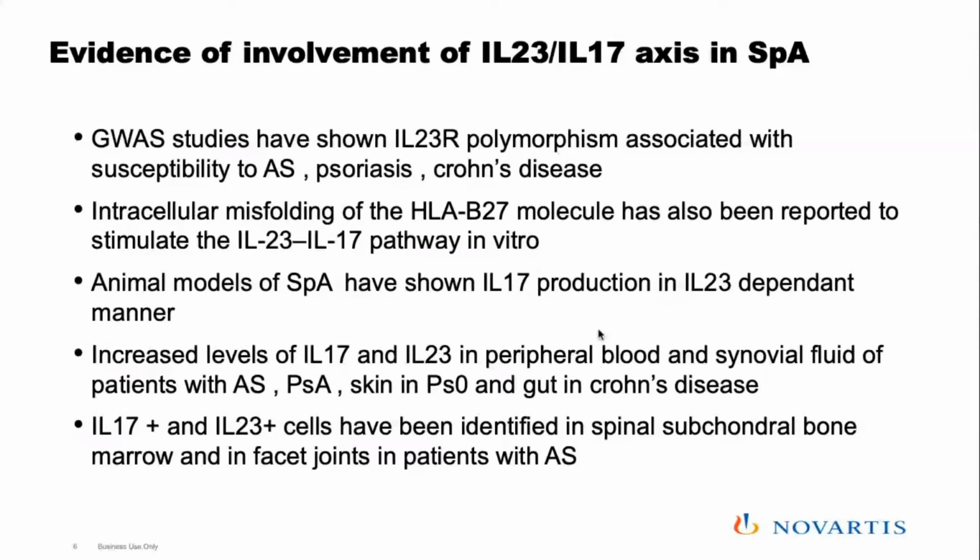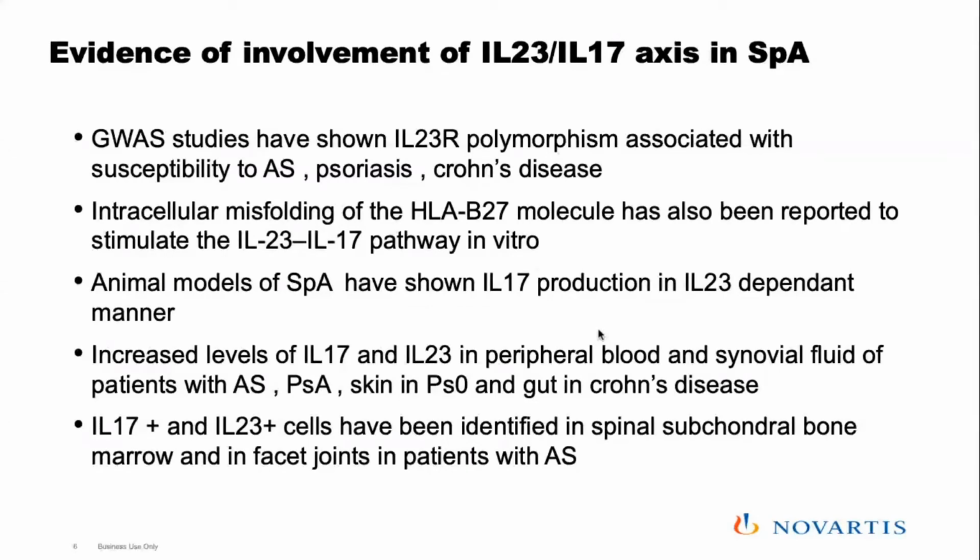So, genetic studies, namely the genome-wide association studies, have shown that IL-23 receptor polymorphism is associated with susceptibility to ankylosing spondylitis, psoriasis, Crohn's disease. Also, the intracellular misfolding of the HLA-B27 molecule has been reported to stimulate the IL-23, IL-17 pathway in in vitro studies. Mice experiments, or animal models of spondyloarthritis, have shown IL-17 production in an IL-23 dependent manner.